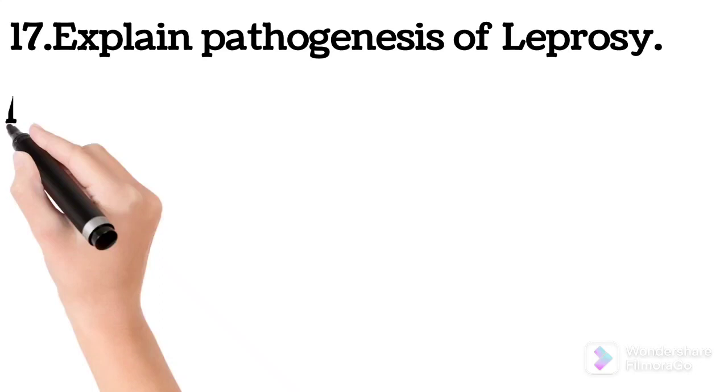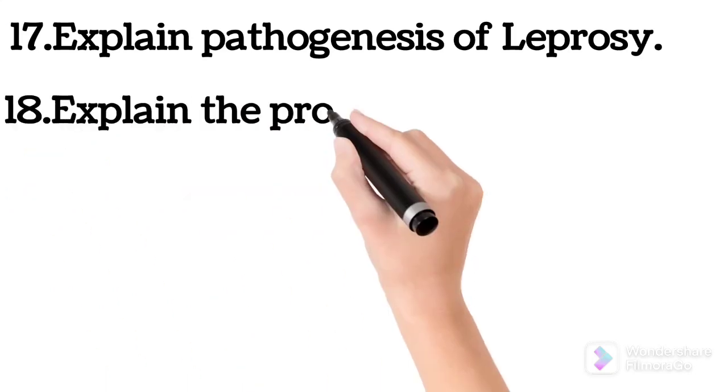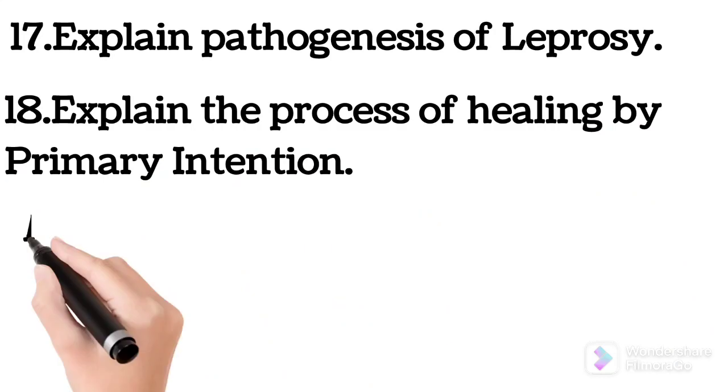Causes, symptoms. See, basically what they will ask, they will just ask, explain pathogenesis of leprosy. If you write directly pathogenesis, you will fail in the examination. You have to try one more attempt. You write your causes, symptoms, then go for pathogenesis.